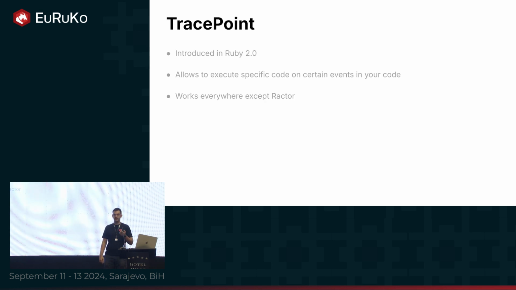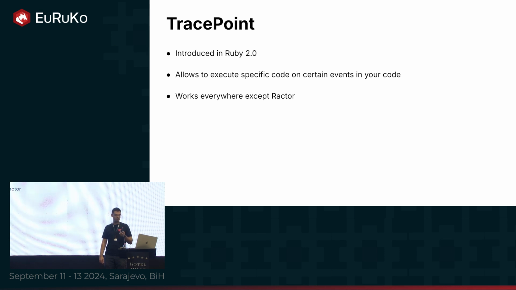The first one is a trace point. Trace point was introduced in Ruby 2.0, and it mainly provides an ability to execute some specific code on a certain event in your code. So it basically provides a way to trace your code. And trace point works almost everywhere. It works in threads, it works in fibers, but it doesn't work in Reactor yet, unfortunately. Hopefully it will be there, but unfortunately not yet.